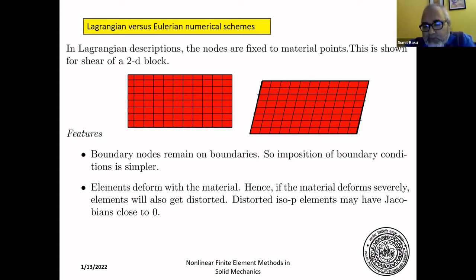Now, when you want to frame something in the Lagrangian description, you can think of it this way. This is the body, let's say this is the initial configuration of the body, and these black lines are your finite element mesh. Now imagine that this finite element mesh is imprinted on the body itself, so that when you deform the body into this shape, the finite element mesh deforms with the body. Every node is attached to the body, and it's deforming with the body.